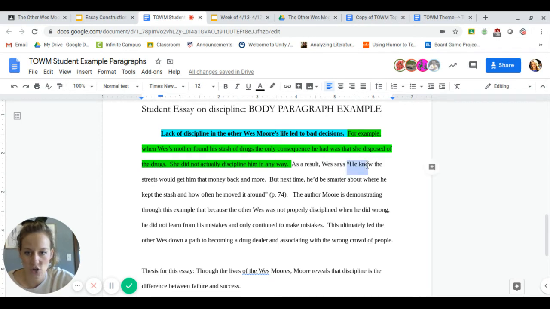He knew the streets would get him that money back and more, but next time he'd be smarter about where he kept the stash and how often he moved it around. Oops, the student forgot a comma there. That's okay, I can help them out. And then notice that they did a great job of putting that period there at the end after the page number. So we're going to do our evidence in yellow, and your evidence is just the quote from the book.